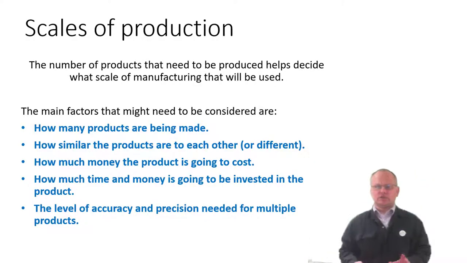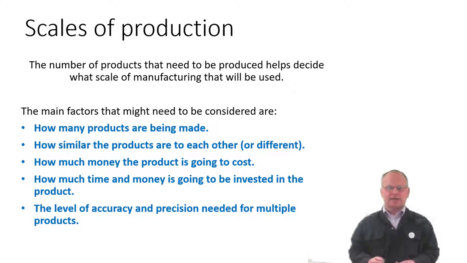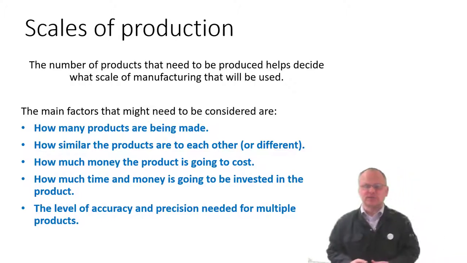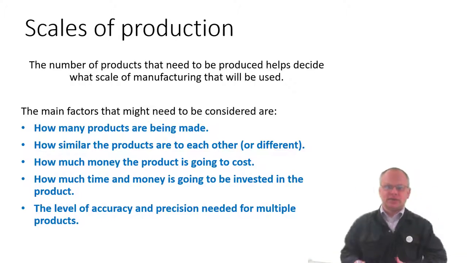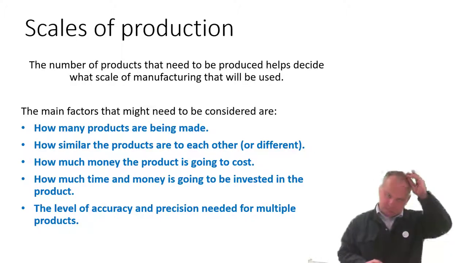Right, so in this video I'm going to talk to you about scales of production, and what's important to think about is that scales of production is how many, how much is being produced. Sometimes referred to as scales of manufacturing. It's the same thing, scales of production, scales of manufacturing. There are main factors that need to be considered with this.